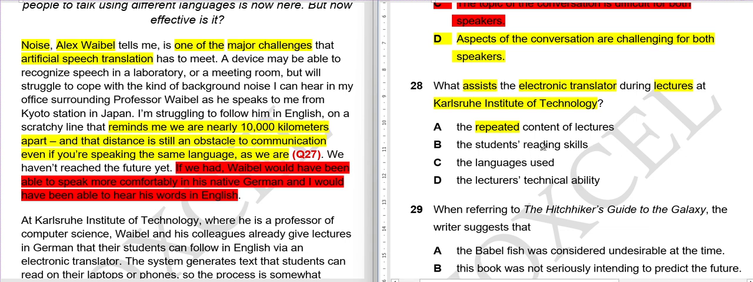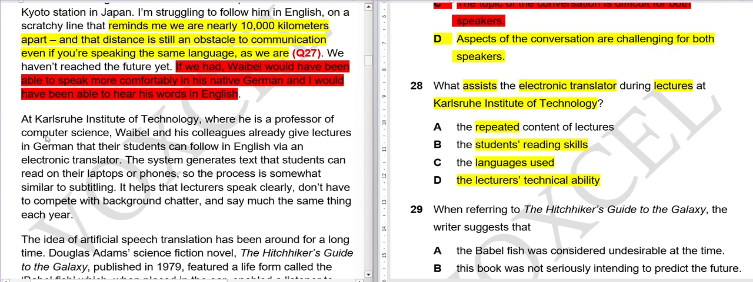B, the reading skill of students helps the translator. The language is used, okay, or D, the lecturer's technical ability. So we have to find out what helped the electronic translator during lectures at this particular place. At Karlsruhe Institute of Technology, this is our locator word, where he is a professor of computer science.